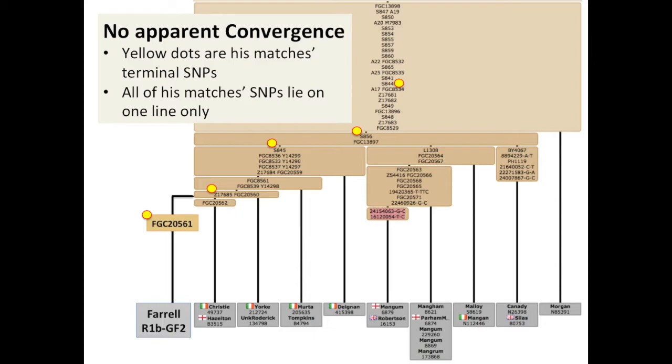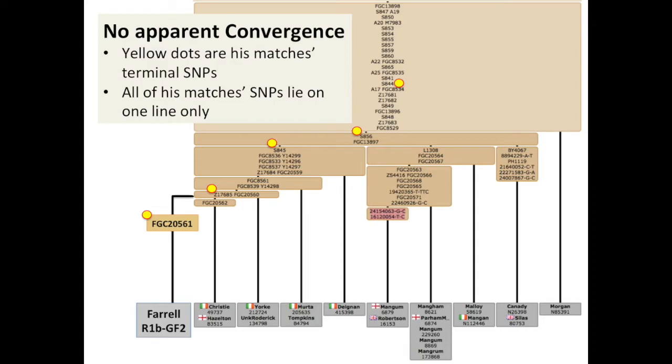this terminal SNP here, and then a couple of his matches tested for this SNP here, and then finally another few tested for this terminal SNP here. This is relatively uncommon, but it shows a straight line with no other downstream branches being reported. So in this situation, I predicted he would be positive if he did the Big Y test. He would be positive for SNP FGC20561, and he was.